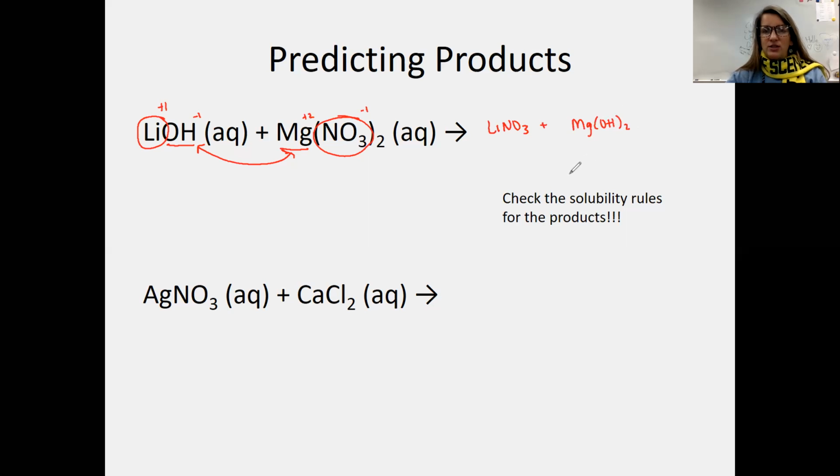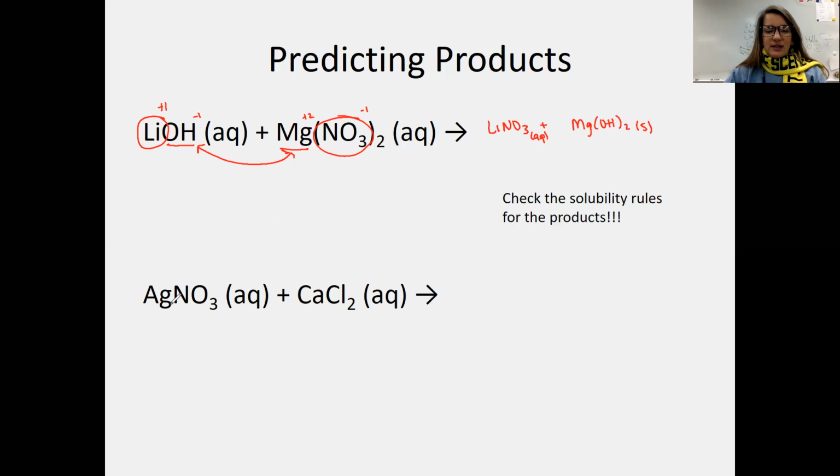Now we want to check our states of matter for the lithium nitrate and the magnesium hydroxide, so we want to use those solubility charts, okay? So with lithium nitrate, we know that's going to be aqueous, 1, because lithium is an alkali metal and alkali metals are always aqueous. 2, nitrate is always aqueous also. Then we'll check for magnesium hydroxide, and that's actually going to be a solid. So this reaction would actually happen, okay? We're not actually going to balance this one here, but you would then have to balance your reaction.